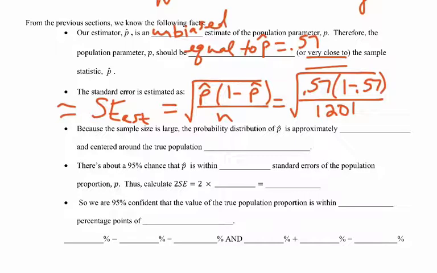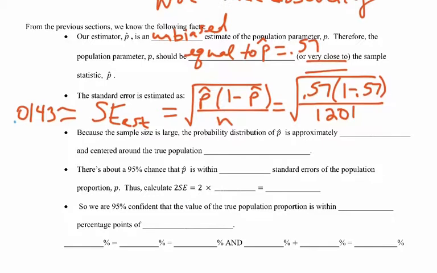I'm getting about 0.0143 when I round it off. Okay? So because the sample size is large, the probability distribution of p hat is approximately normal. So I'm applying the central limit theorem.